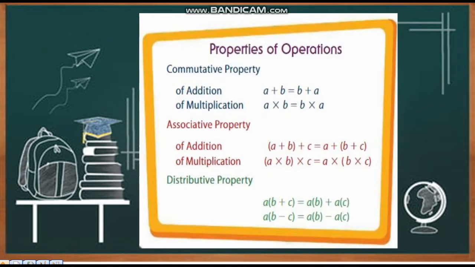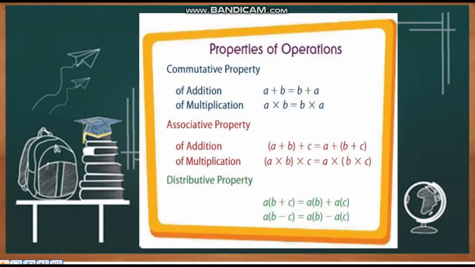and in commutative property you can switch the order of addends or factors. Like here, of addition you can write a plus b and switch it to b plus a, and of multiplication you can write a times b and switch it to b times a. Both of these expressions are equivalent expressions, but here we used commutative property.